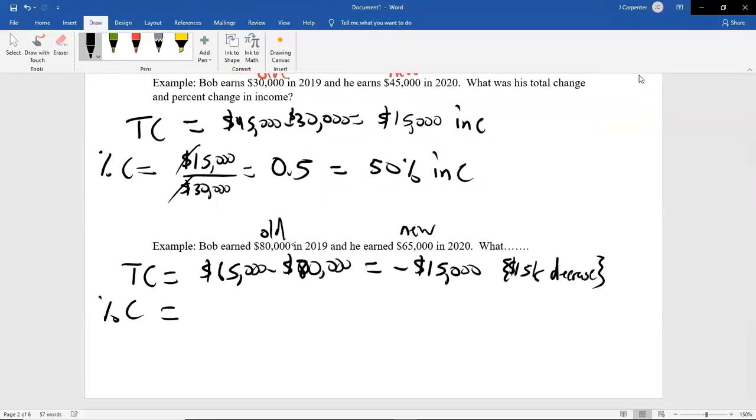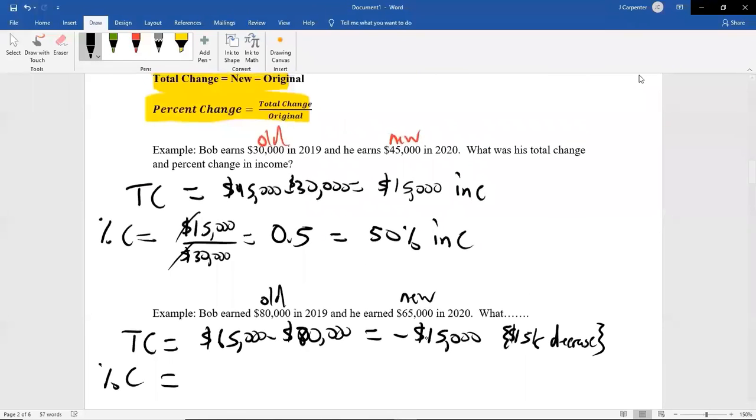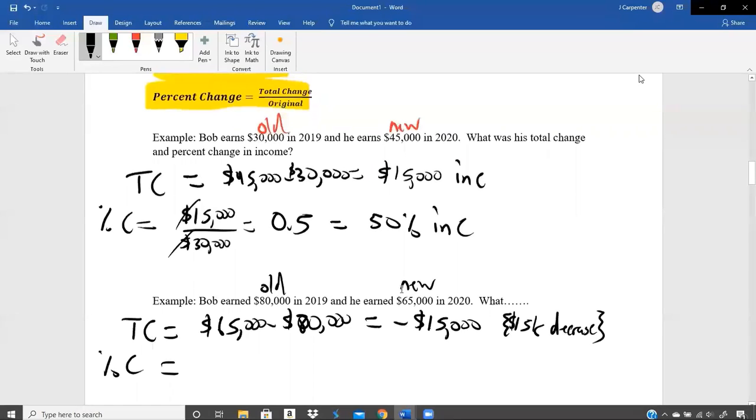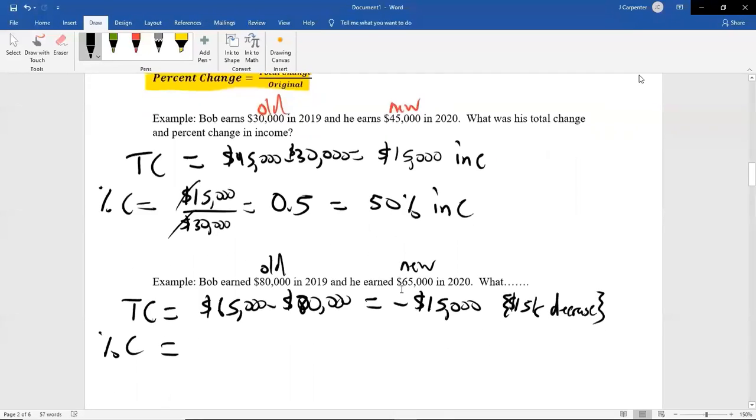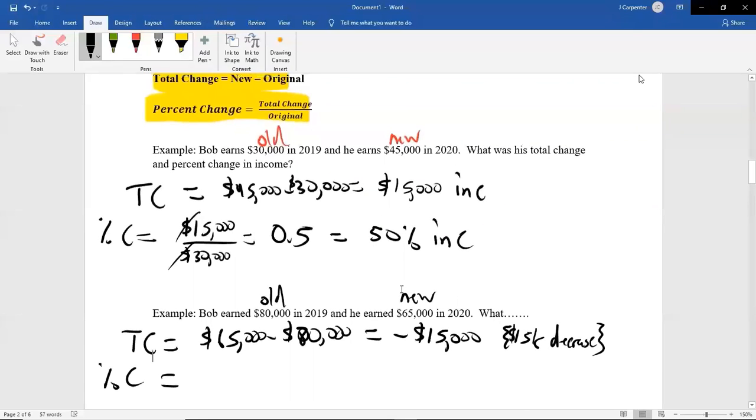Now the percent change, again, is the ratio of the total change, the thing we just found, to the original amount. So total change is a dollar amount, percent change is a percentage, no other units. Total change doesn't have to be dollars. If we're talking about apples, then it's apples. If we're talking about people, then it's people. But this is in dollars, so total change was dollars.